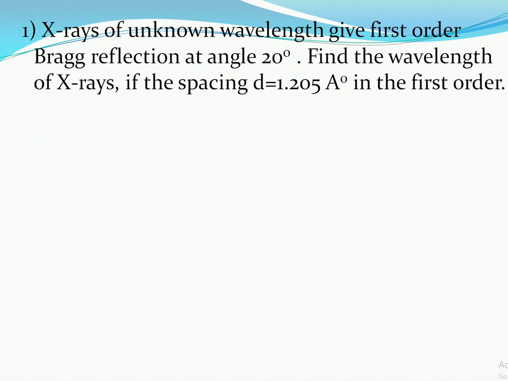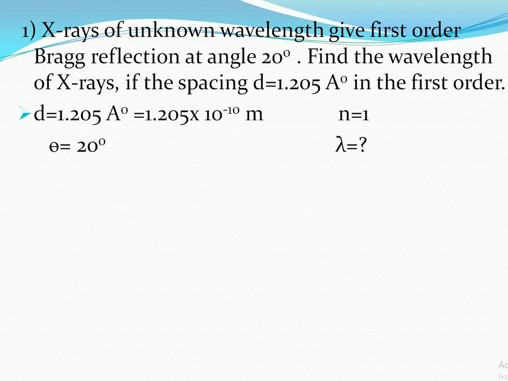The first numerical is: X-rays of unknown wavelength give first order Bragg reflection at angle 20 degrees. Find the wavelength of X-rays if the spacing d is equal to 1.205 Angstrom in the first order. In this numerical, d is given, that is 1.205 Angstrom, and is equal to 1.205 into 10 raised to minus 10 meter. The first order is there, so n is equal to 1 and theta is equal to 20 degrees, and we have to calculate the value of wavelength.